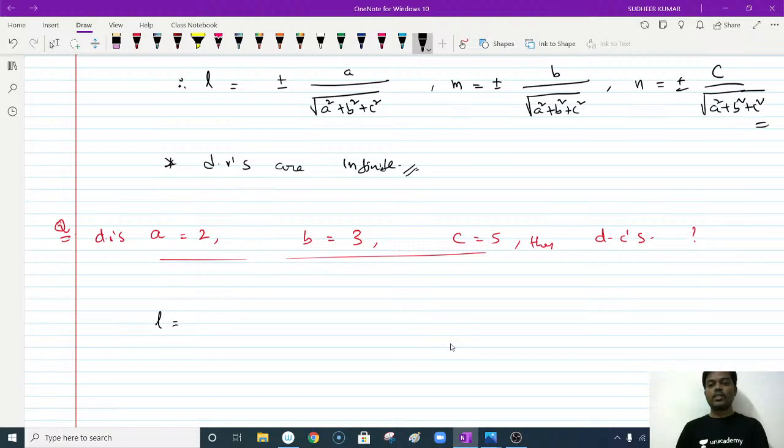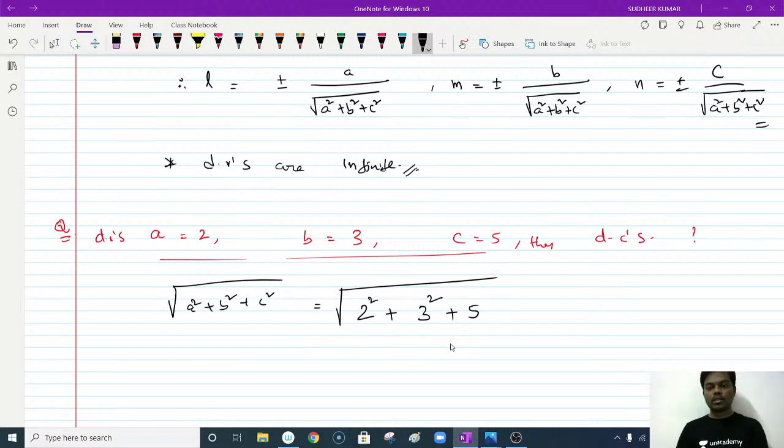L equal to, first find this root over A square plus B square plus C square. So root over A square plus B square plus C square equal to square root of 2 square plus 3 square plus 5 square, that equals square root of 4 plus 9 plus 25.